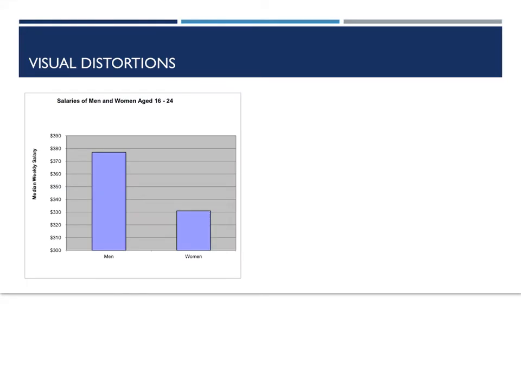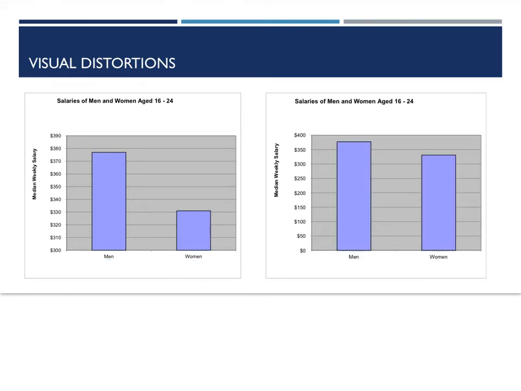If you just took a quick glance at that graph, and I asked you, does it appear that men make a lot more than women or a little more than women? You would probably say in your gut it's a lot, because this bar on the left looks like 2 or 3 times this bar on the right. Check it out. That's the same graph. Here, my y-axis starts at 0. Over here, my y-axis starts at 300. So, essentially, we've taken this graph on the right and we've cut it off and just shown the top part.